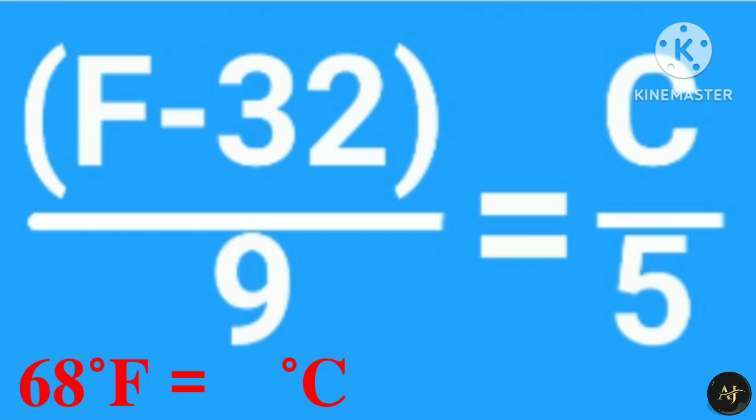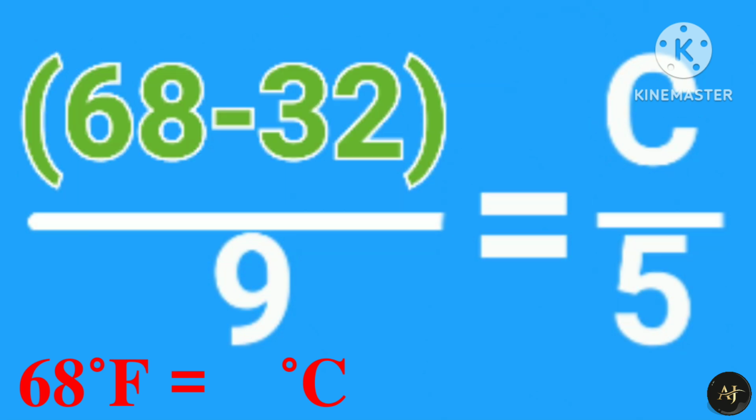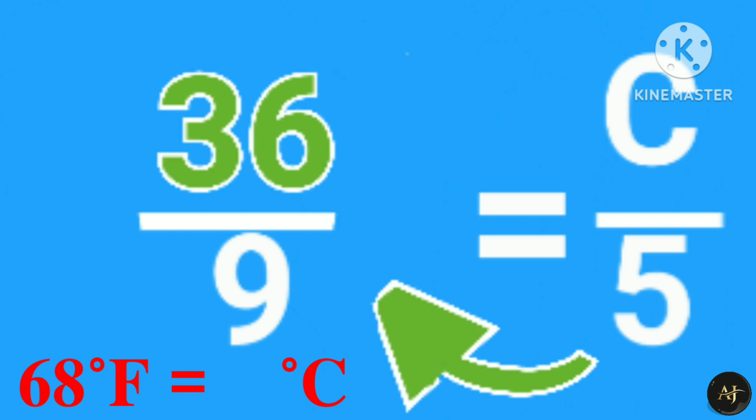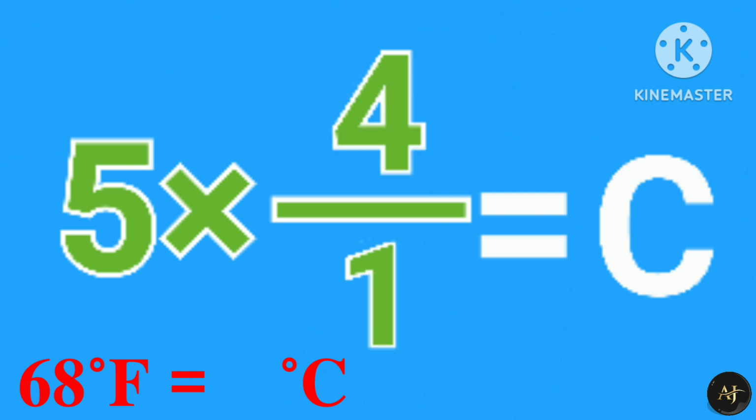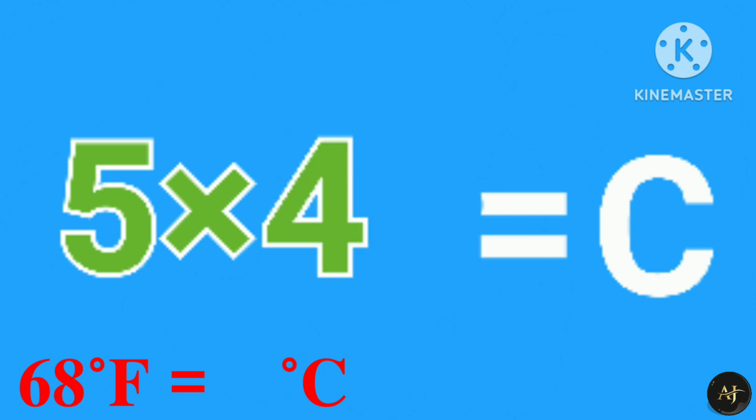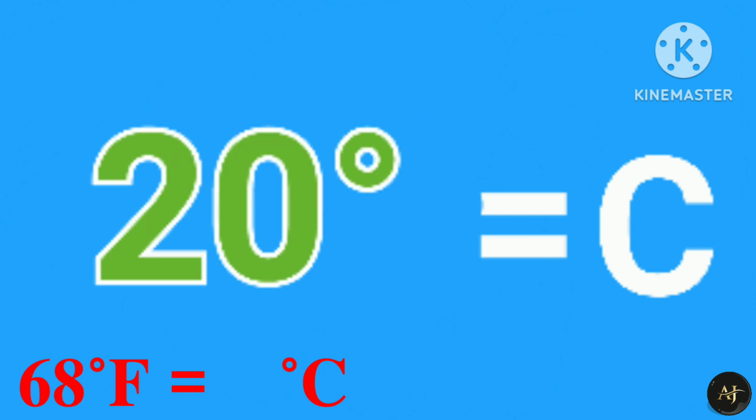Numerical problem. 68 degrees Fahrenheit is equal to dash Celsius. (F minus 32) by 9 equals C by 5. F equals 68. So (68 minus 32) by 9 equals C by 5. 68 minus 32 equals 36. If we shift 5 from RHS to LHS, now the equation will be 5 into 36 by 9. 5 into 36 by 9 equals 5 into 4 by 1. It means 5 into 4, which equals 20. So the answer is 20 degrees Celsius.